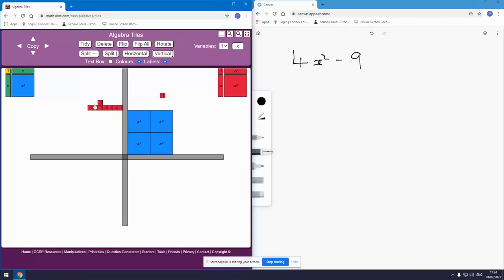And so the question is, how can I create a rectangle with no gaps and no overlaps that will fill the space here and that will use this area? Well, it might take learners a bit of time to play with this, and it might be worth giving them that time, but the only real way is to put that negative 9 there as a square, and then I can fill this space with some negative x's, but importantly, I can fill this space with the same number of positive x's.